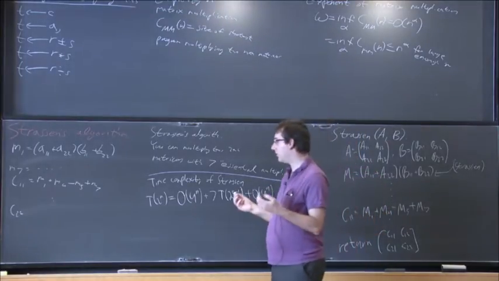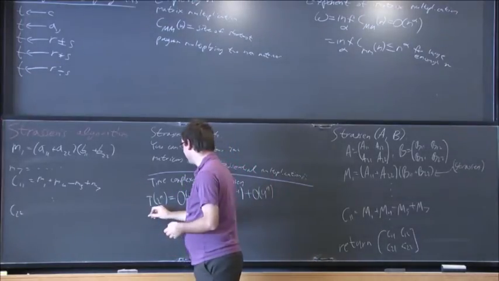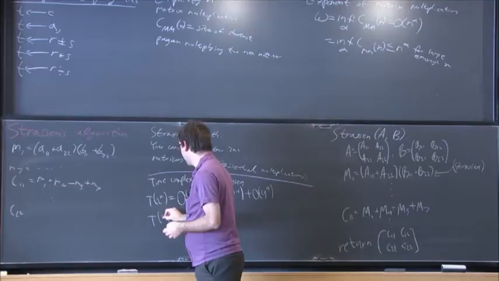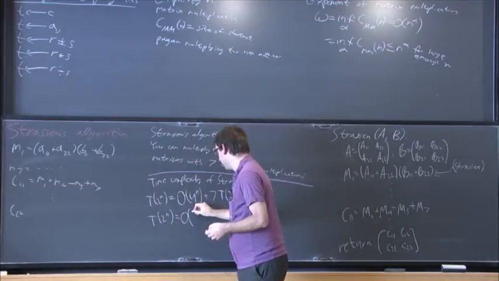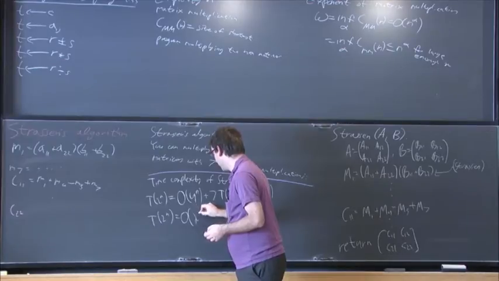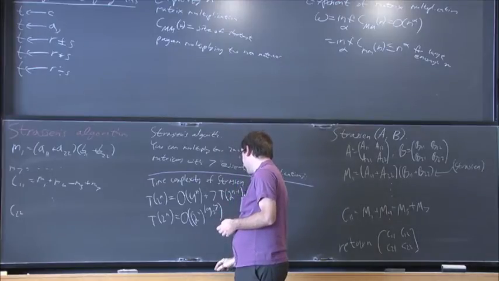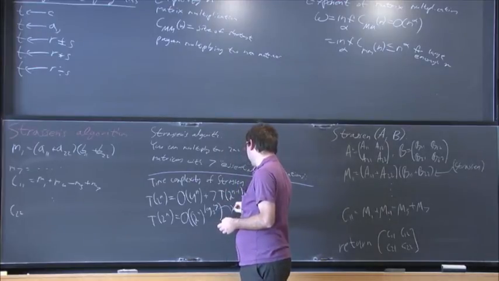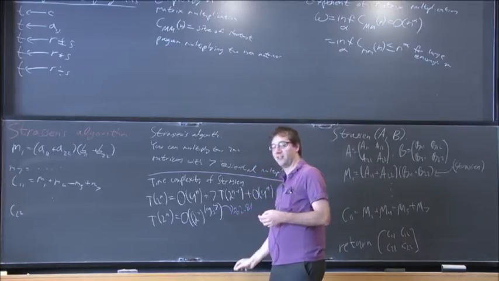If you solve this recurrence using the master theorem or whatever other technique you wish, the solution is going to be (2^n)^(log_2 7). This log_2 7 is roughly 2.81, and it's definitely smaller than 3.